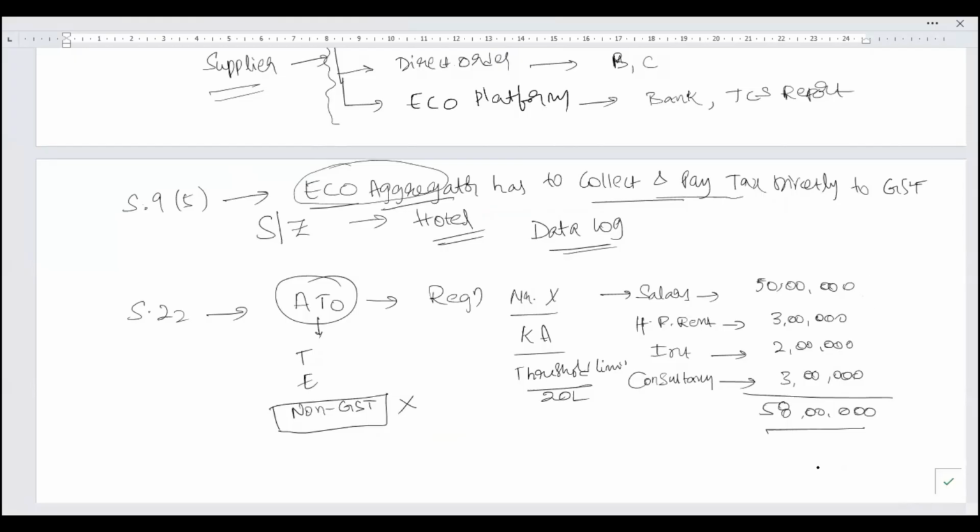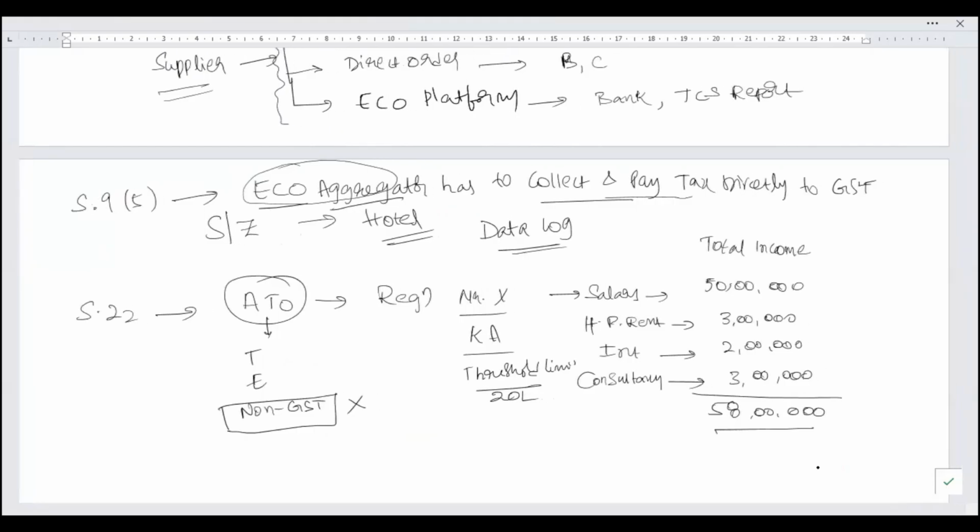So coming back, I'll just erase this. Now this is your total income. For the purpose of aggregate turnover computation, salary is my Schedule 3 transaction, so it is neither supply of goods nor supply of services. It will not participate in my aggregate turnover computation. House property rent may be commercial, may be residential rent, so it could be either taxable or exempted. Does it participate? Answer is yes. It participates in aggregate turnover.